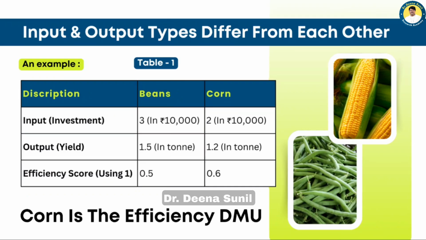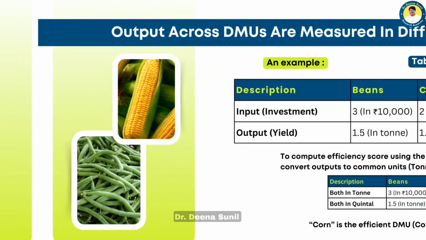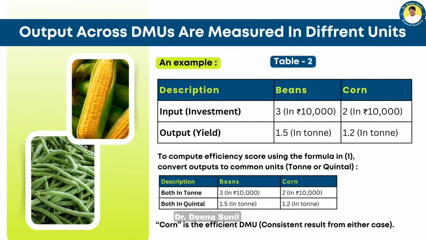Once again I will consider a different case. An example where outputs across DMUs are measured in different units. Same thing, the condition we applied previously is also here, but you can see in output 15 in quintal and 1.2 in ton. The unit is not the same. First you have to convert into the same unit. After that you have to apply the efficiency formula.